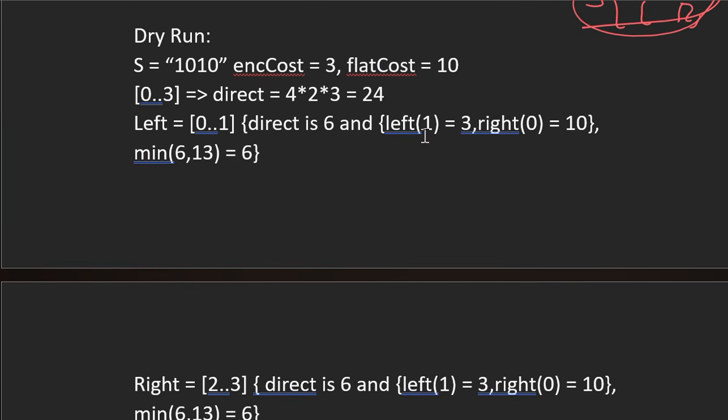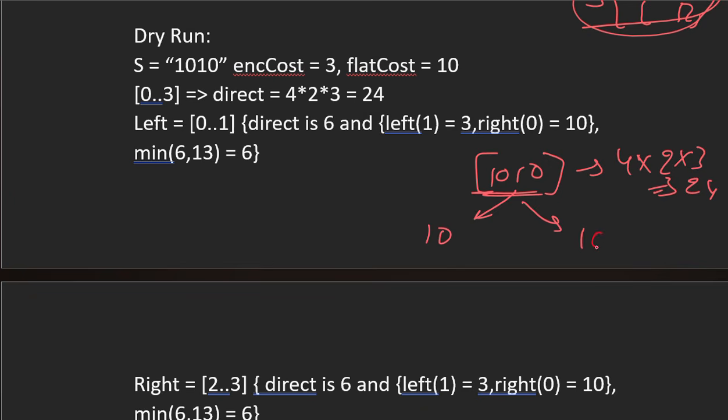So let's see a dry run of this solution. Initially we are given 1 0 1 0. In the recursion, it's an even length. The direct cost: length is 4, number of ones is 2, and 3. So the direct cost is 24, and the split cost is computed from 1 0 and 1 0. From here again, we see the direct cost for this part is 6. For this part also, the direct cost is 6.